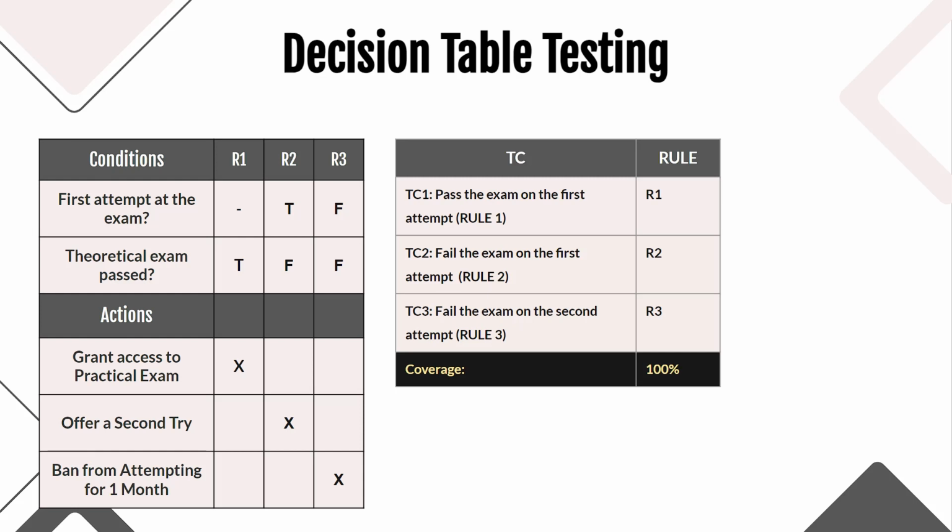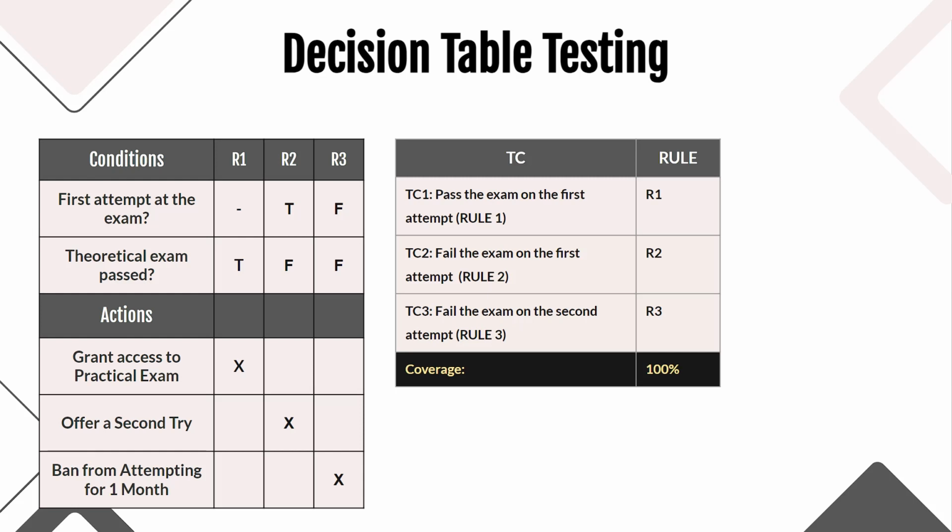We write only 1 test per column per the rule: pass the exam on the first attempt, fail the exam on the first attempt, fail the exam on the second attempt, and we do not need to separately test the scenario of passing the exam on the second attempt.